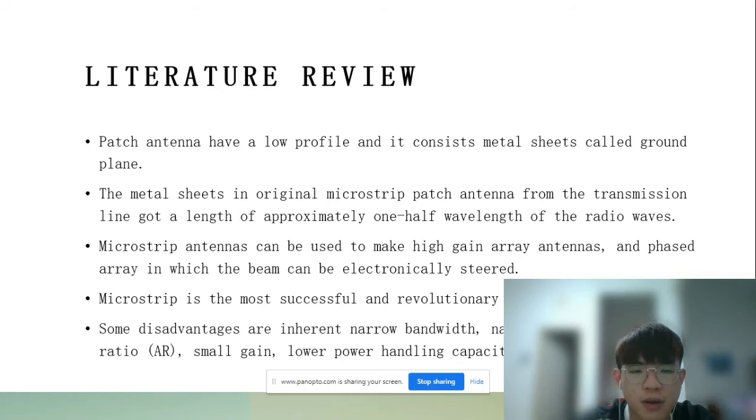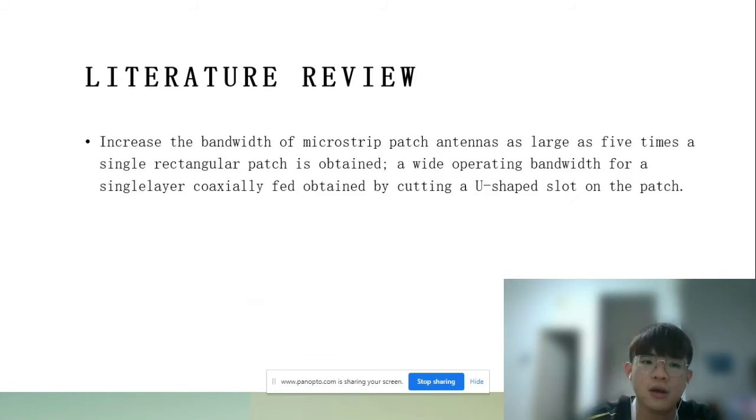Some disadvantages of the patch antenna are inherently narrow bandwidth, narrow impedance, low efficiency, small gain, lower power handling capacity, and low efficiency. There are improvements to increase the bandwidth of the microstrip patch antenna, as large as 5 times that of a single rectangular patch. A wide operating bandwidth for a single layer patch is obtained by cutting a U-shaped slot on the patch.